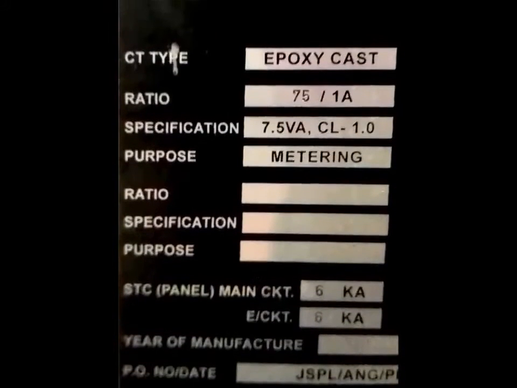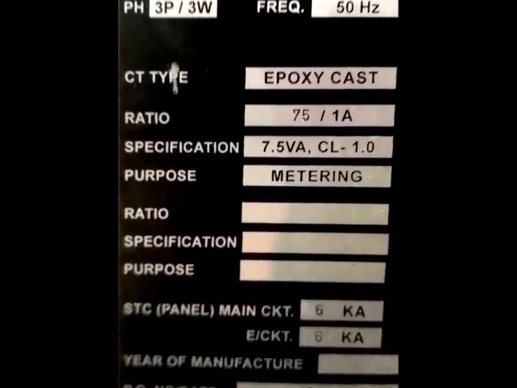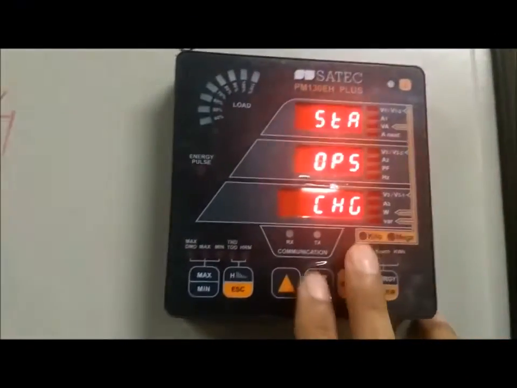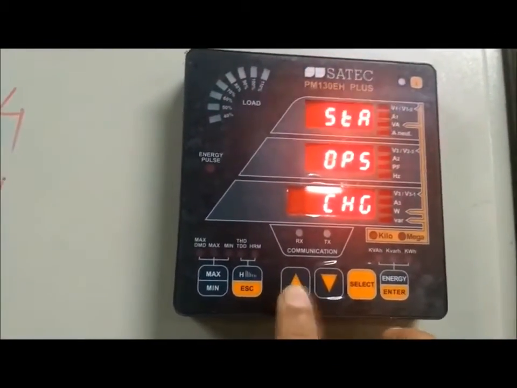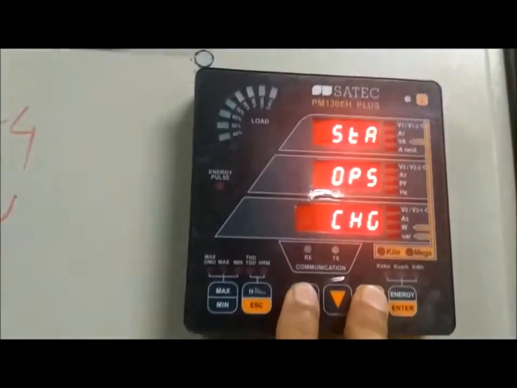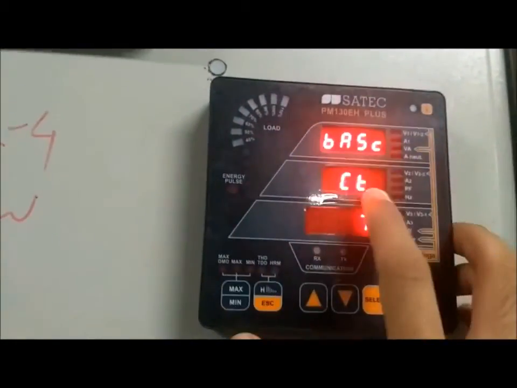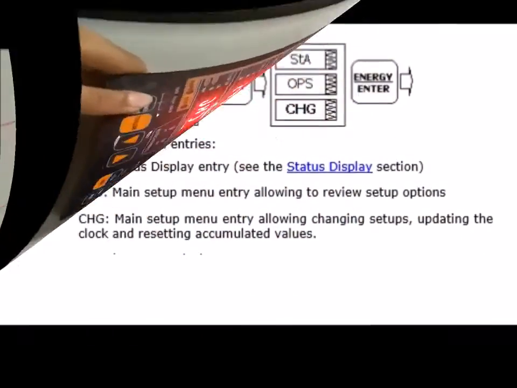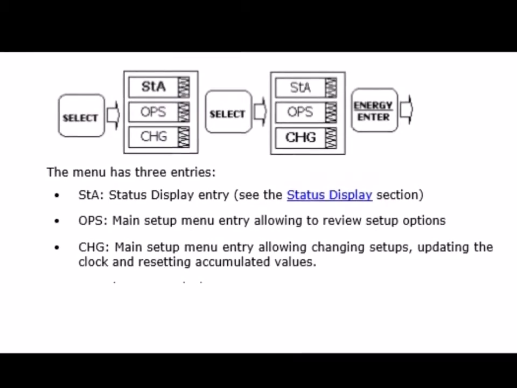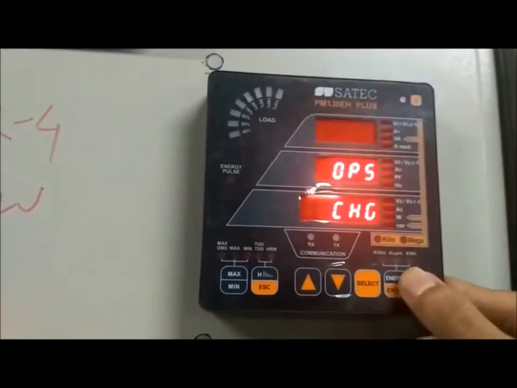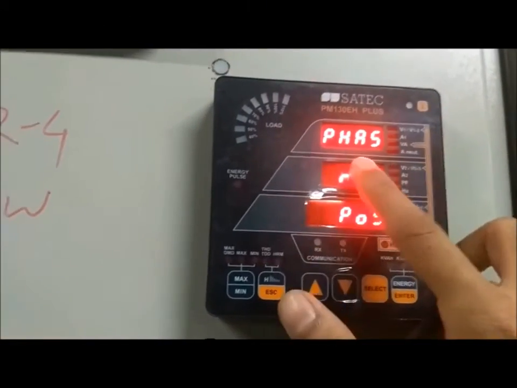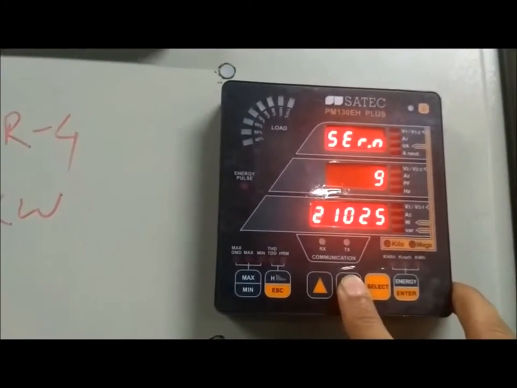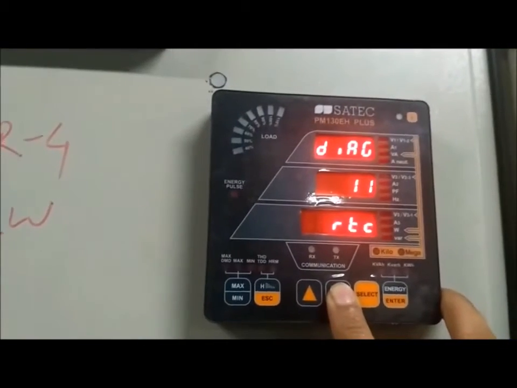You can see here that the nameplate shows CT ratio is 75:1, and now we are going to press the up button and the select button simultaneously. This is a shortcut to see the CT ratio that has been fed on the MFM meter. And by pressing the enter button again, you see the basic settings, phase rotation, software version, serial number, and diagnostics.